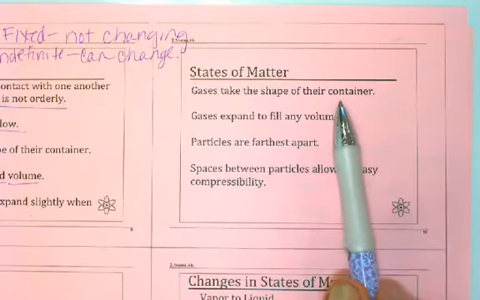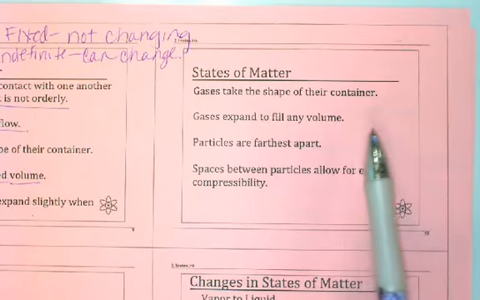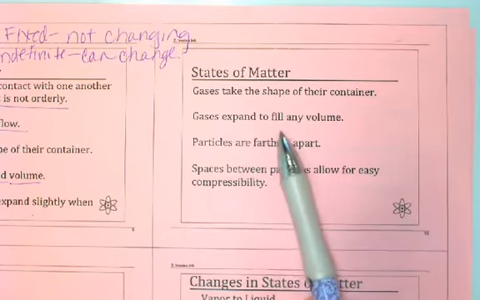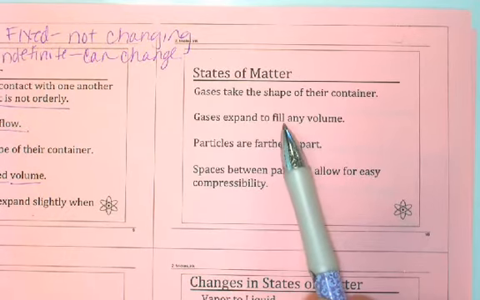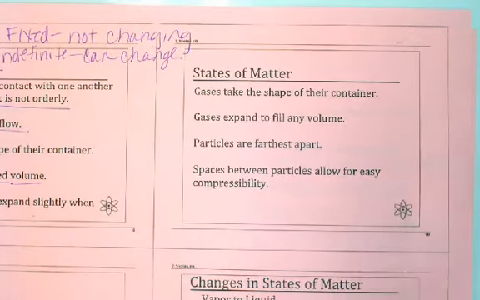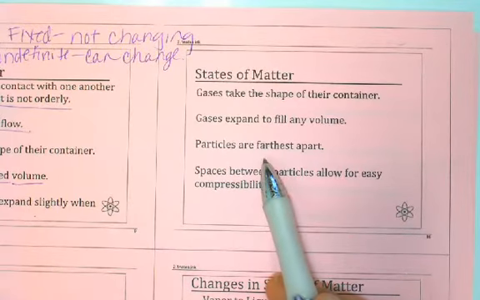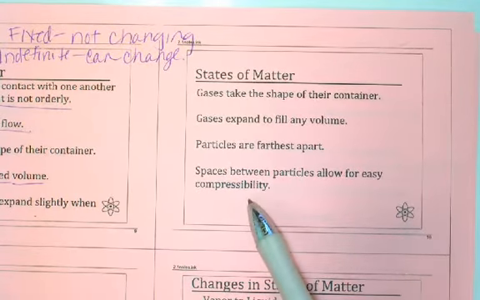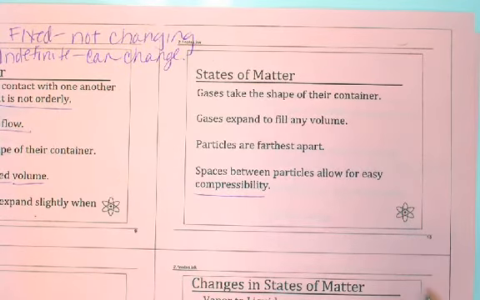Gases do take the shape of their container, like a balloon, or your lungs, or a tire. They do expand to fill any volume. If I opened up a bottle of perfume from one end of the room, those particles would expand and drift out of there as they evaporated to fill up the entire room. Particles are farthest apart, and because there's spaces between them, it allows for easy compressibility.